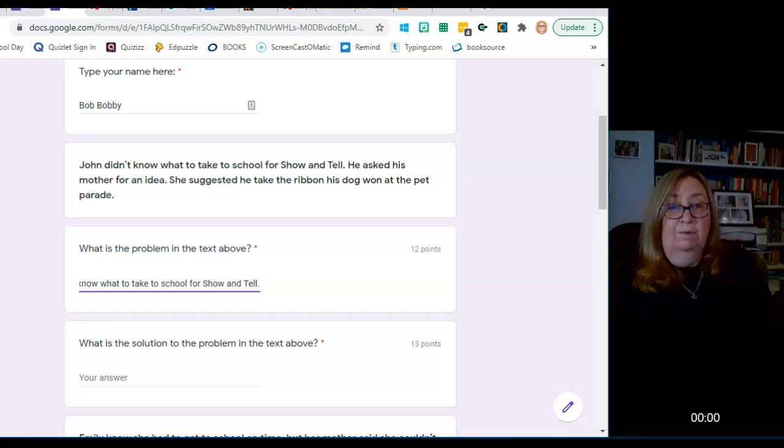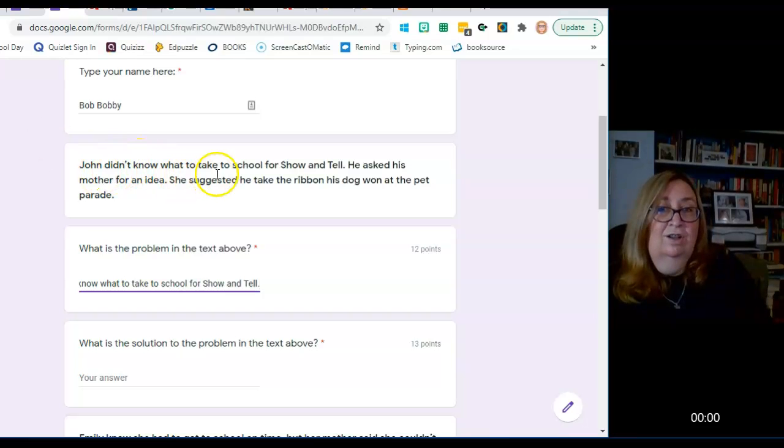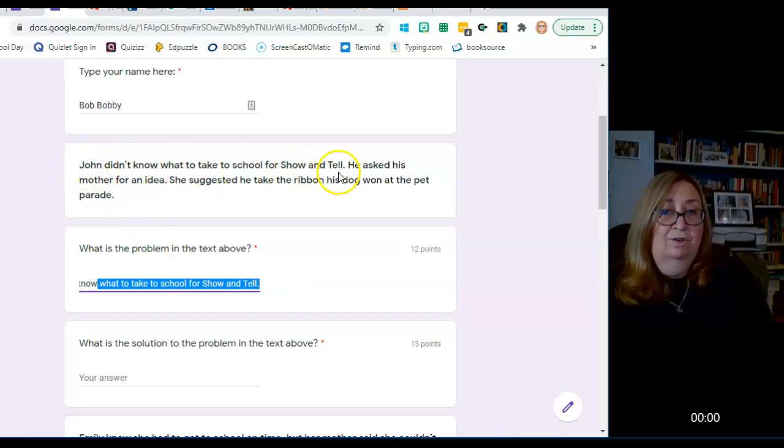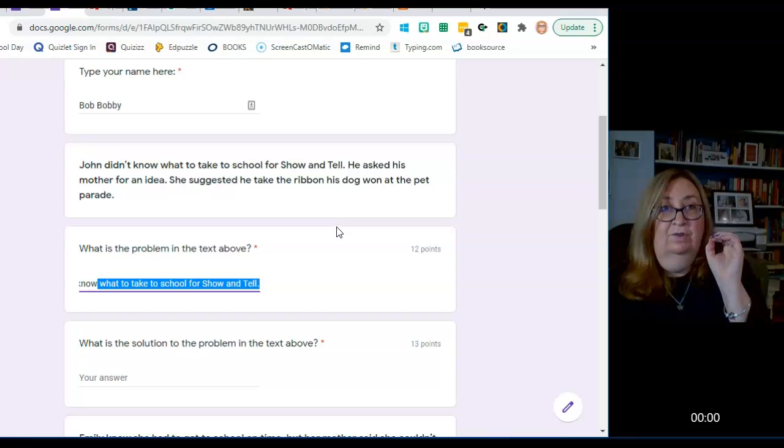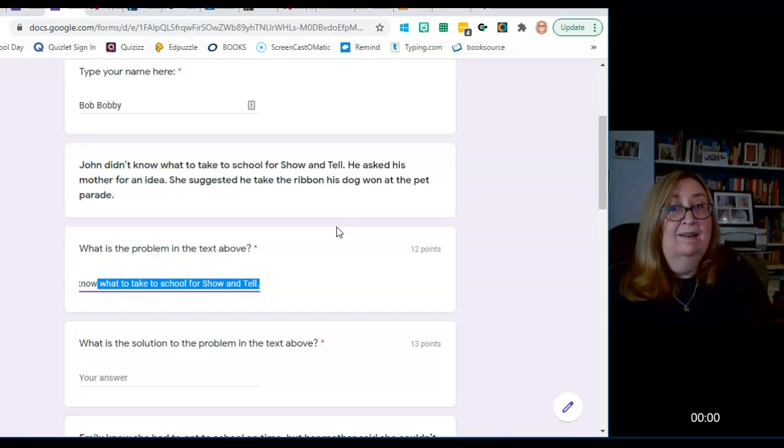Ladies and gentlemen, if you would look at this first sentence, John didn't know what to take to school for show and tell. I simply added, the problem is that John didn't know what to take to school for show and tell. How many of those words should I have spelled incorrectly? None, and not because I'm 46 years old and not because I'm a teacher, but because it's written in the box right above where I'm typing. So if I didn't know how to spell a word, it's right there. I need to copy it from there.